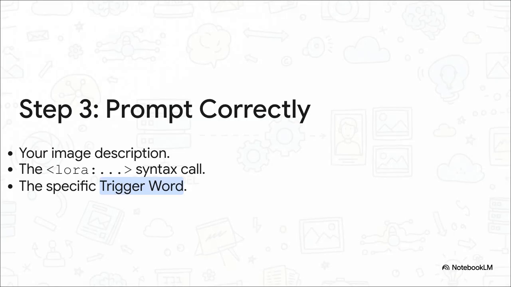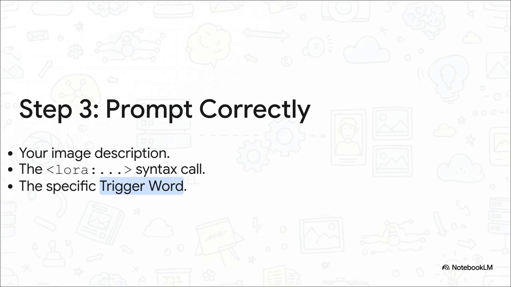So let's put all the pieces together. For this to work, your final prompt needs to have these 3 essential parts: your regular image description, that LoRa syntax we just saw, and that specific trigger word you found on the Civit AI page. If you miss that trigger word, the LoRa just won't activate.